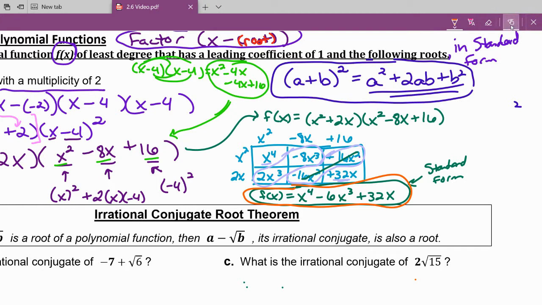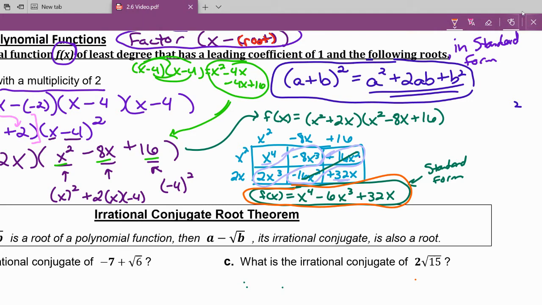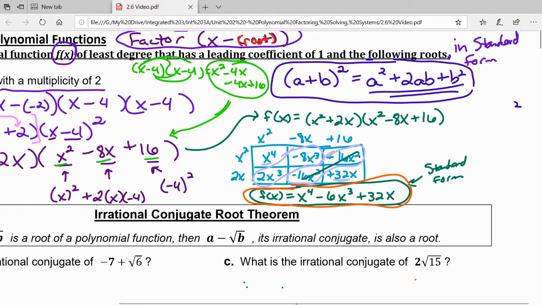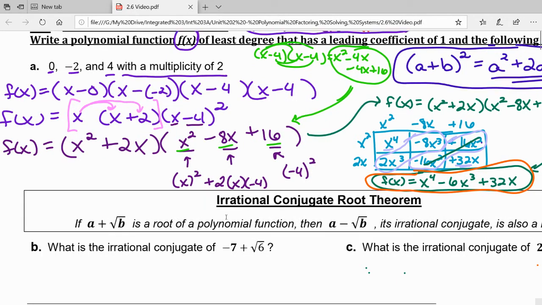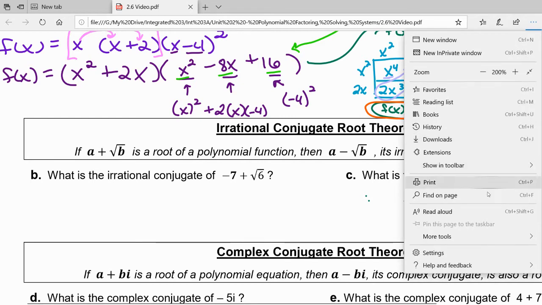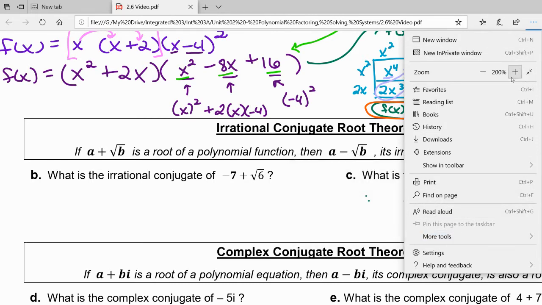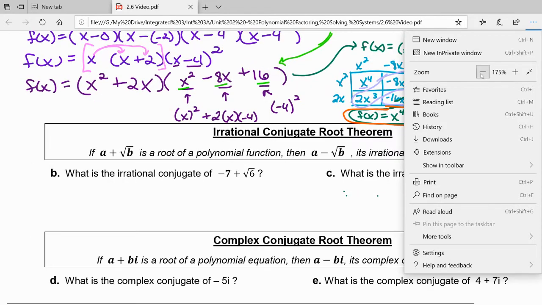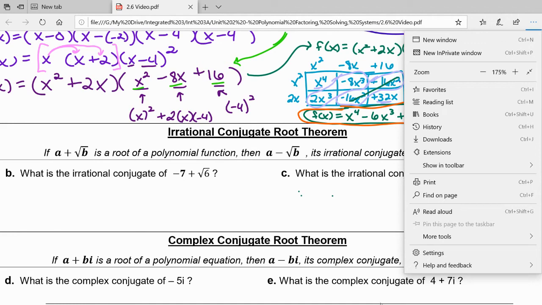I don't want this clicker. Okay. All right, so now let's go back to our next thing here. I'm going to zoom out a little bit. Where was that zoom? More tools. No. Oh, there we go.